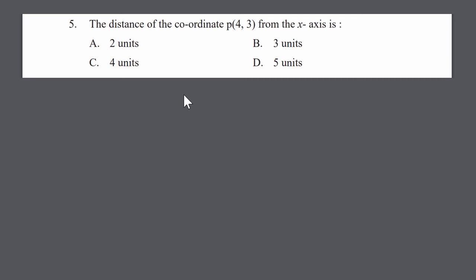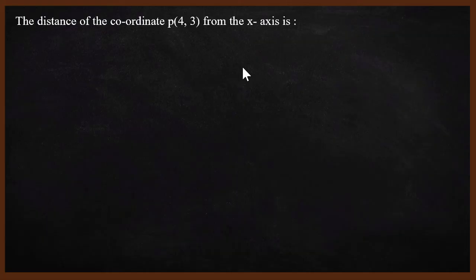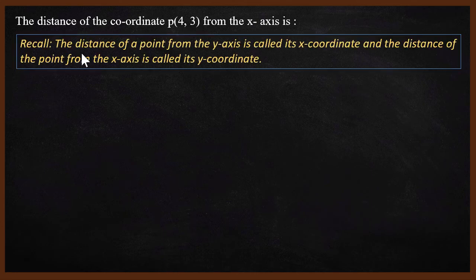Fifth question. This is a coordinate geometry problem: the distance of point P (4, 3) from the x-axis. There are 4 options given. To solve this, we need to understand what distance of a coordinate means, and what the x coordinate and y coordinate are. The key thing is that the distance of a point from the y-axis is its x-coordinate. In this case, the point P is 4 units away from the y-axis and 3 units away from the x-axis, because the y coordinate is the distance of the point from the x-axis.